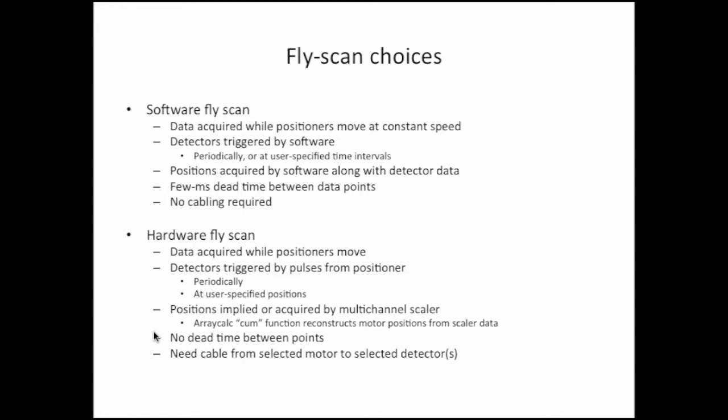So for a hardware fly scan, the data are acquired while the positioners move. That's what makes it a fly scan. Detectors are triggered by pulses from a positioner, and that can either be periodically or at user-specified points. There are lots of variations on fly scans, as I'll show you. And you can acquire the positions yourself, or they can simply be implied by the fact that a trigger came and you told it where to send the triggers. And that's normally what happens.